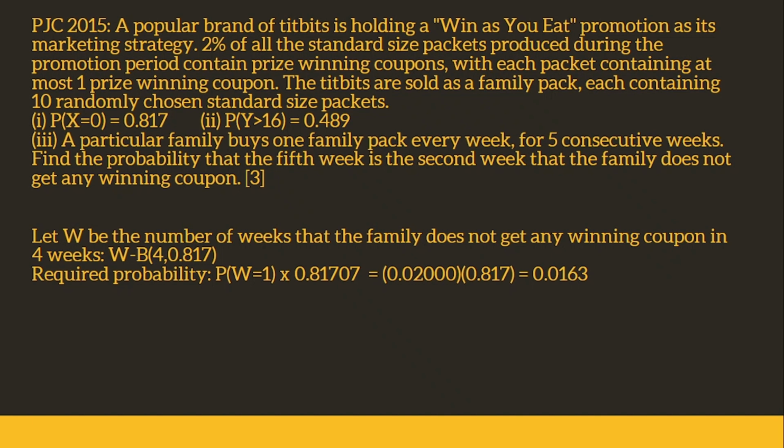So we let W be the number of weeks that the family does not get any winning coupon in 4 weeks. So our sample size will be 4 and the probability 0.817. What happens is that we will have one such week. So P(W equals 1) is that we get only one in 4 weeks. Then we multiply by 0.817 to represent the 5th week. And so that's how we get our final answer, which is 0.0163.